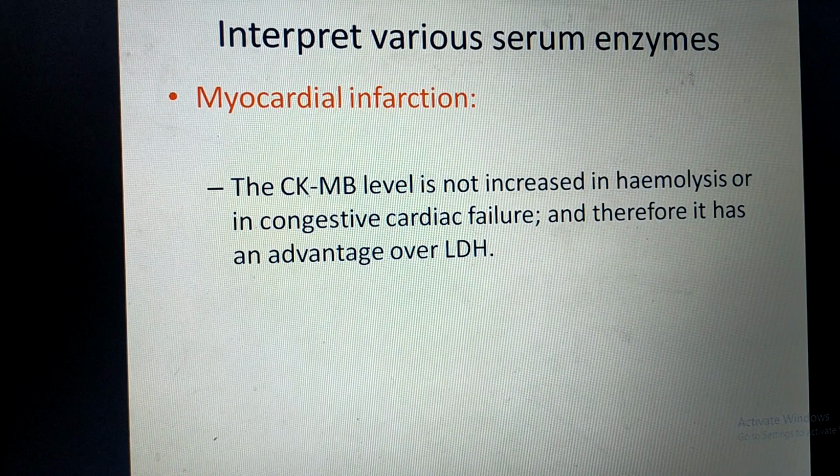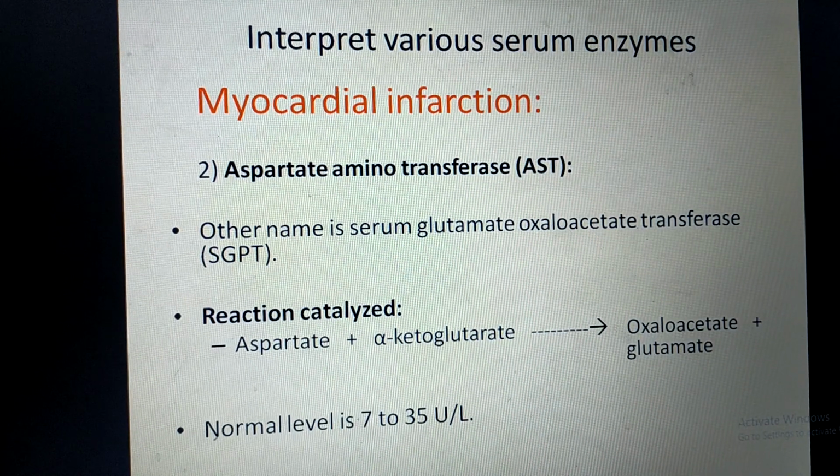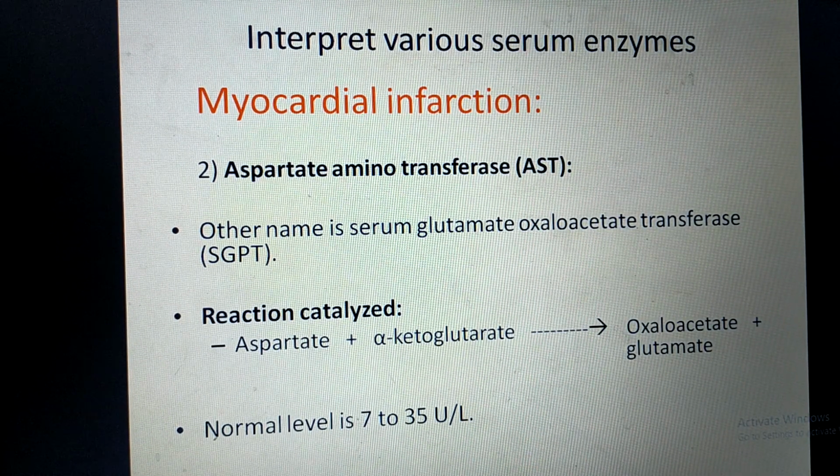CKMB level is not increased in hemolysis and in congestive cardiac failure, therefore it has advantage over LDH or other enzymes. The second enzyme is aspartate amino transferase. Another name is serum glutamate oxaloacetate transferase, SGOT, not PT. It catalyzes the conversion of aspartic acid and alpha ketoglutarate into oxaloacetate and glutamic acids.